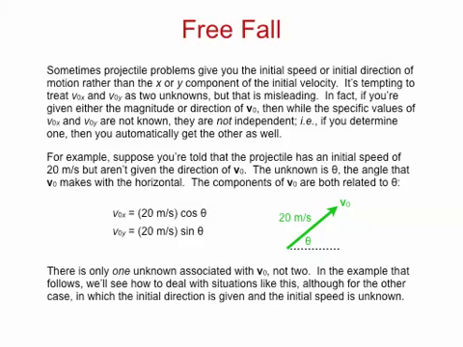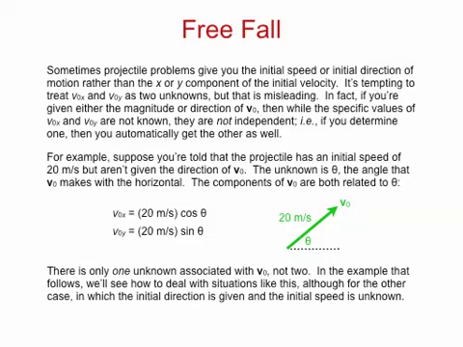Some projectile problems, however, give you the initial speed or the initial direction of motion rather than the x or y component of the initial velocity vector. It's tempting in these situations to treat v0x and v0y as 2 unknowns, but that is misleading. In fact, if you're given either the magnitude or direction of the v0 vector, then while the specific values of v0x and v0y are not known, they are not independent. If you determine one, then you automatically get the other as well.